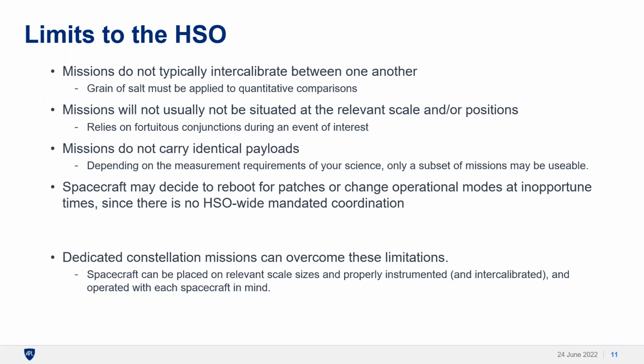And so to overcome all of these, the obvious answer is that dedicated constellation missions can be used, where you can put spacecraft with the right instrumentation in the right location with the right separation on orbits that will optimize your coverage for your science. And so at times, we need to start thinking, if our science pushes us to the point where the current HSO is not going to be sufficient, then what can we do about that?